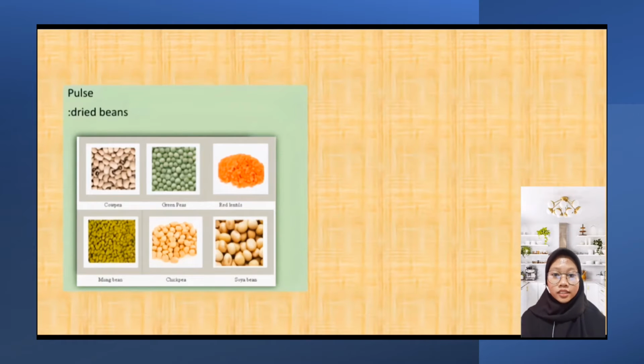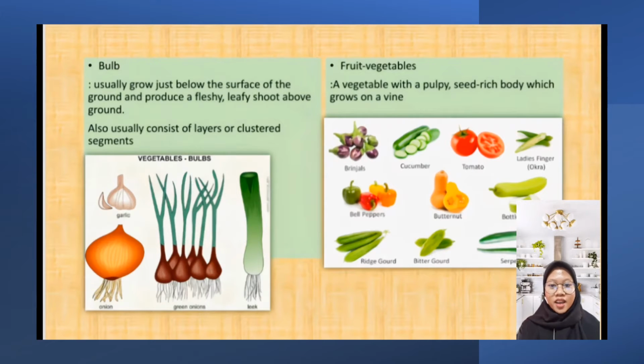Next, pulses are dry beans, such as cowpea, mung bean, and soya bean. Then, bulbs usually grow just below the surface of the ground and produce a fleshy, leafy shoot above ground. They also usually consist of layers or cluster segments, such as garlic, onion, green onion, and leek.